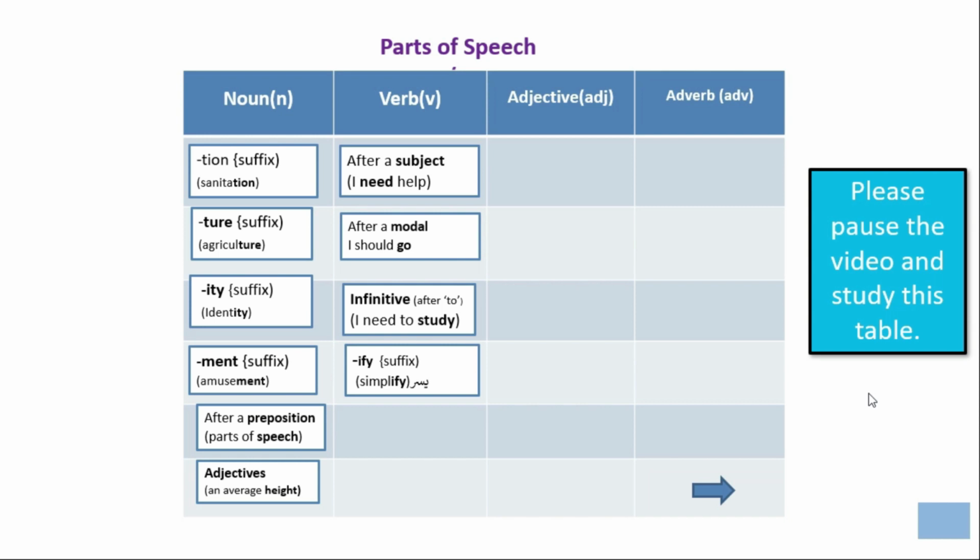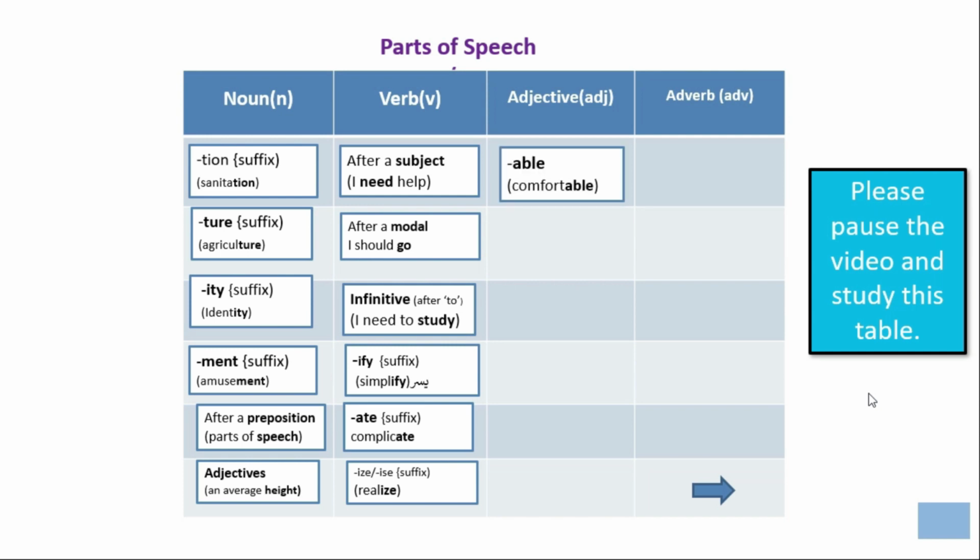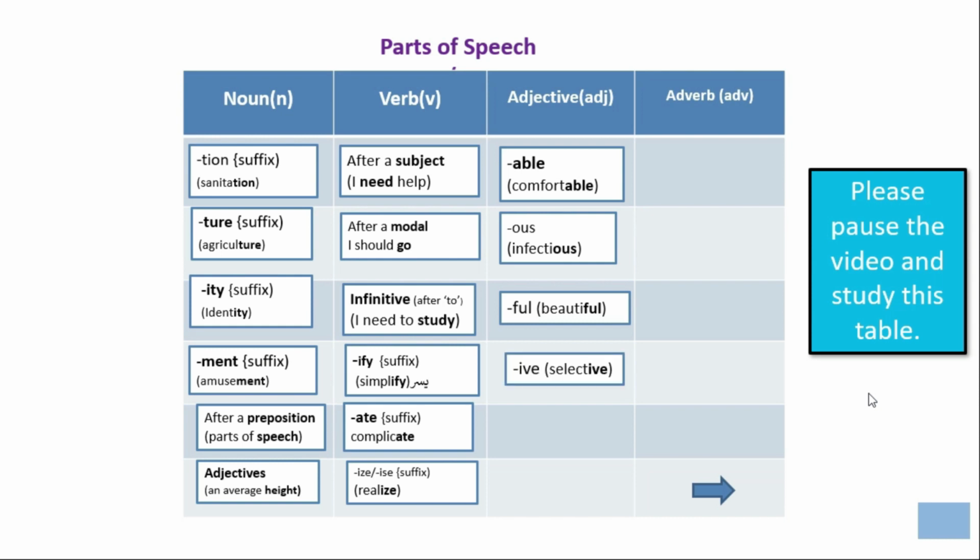Again, suffixes aid us as well. Here we have -ify. This allows us to know that the word simplify is a verb with the suffix. And also the suffix -ate, complicate, and the suffixes -ize and -ise. These allow us to know that the word is a verb, like realize. Adjectives are the same, like -able, comfortable, -ous, infectious or humorous, -ful, beautiful, plentiful, -ive, selective, and also collective.